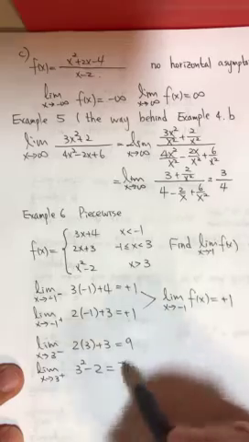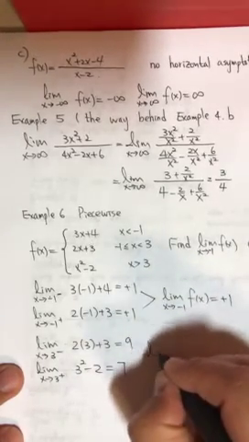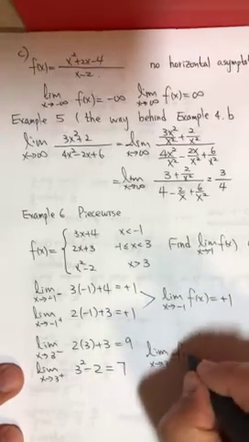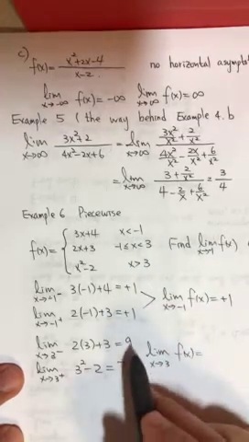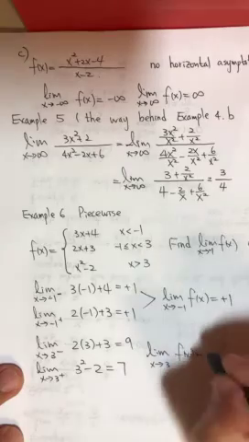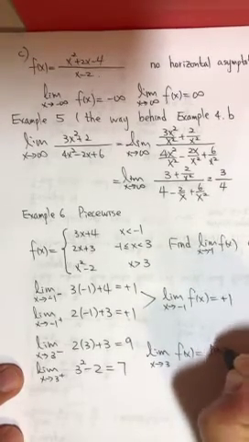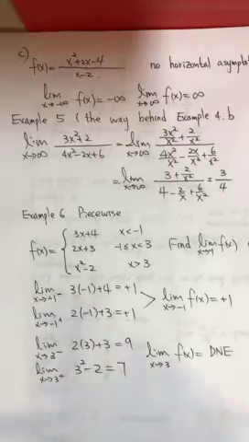These two numbers obviously are not the same number. So the conclusion I can say for this, as x approaches 3, because these two numbers are not the same, is that the limit does not exist. The limit does not exist.